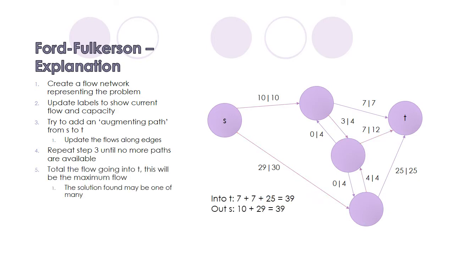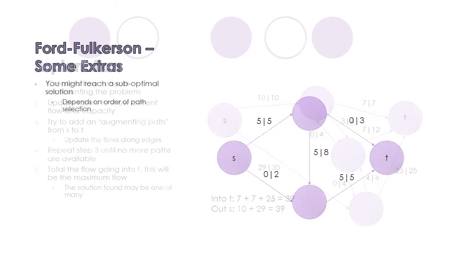So we can see now that there are no more paths which we can take to improve our flow. But you will notice that we could have taken slightly different approaches and moved some flow around, but we would still come out with the same maximum flow, which in this case is 7 plus 7 plus 25, which is 39. And like I just said, the solution found can be one of many.